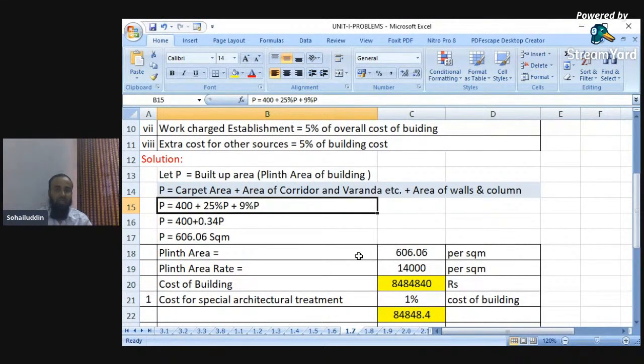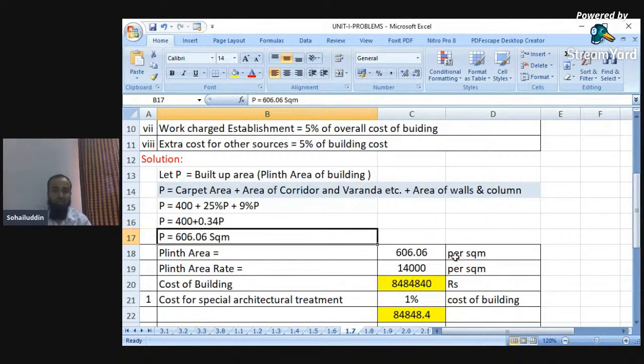Next, the plinth area we have calculated, 606.06, has been transferred here, per square meters. But what is the area rate given? The rate is given in the question, that is 14,000 per square meter, the plinth area rate. It is just the multiplication, which gives 8 crores 48 lakhs 48,400 rupees. The cost of building is nothing but this, just the multiplication of plinth area into plinth area rate.